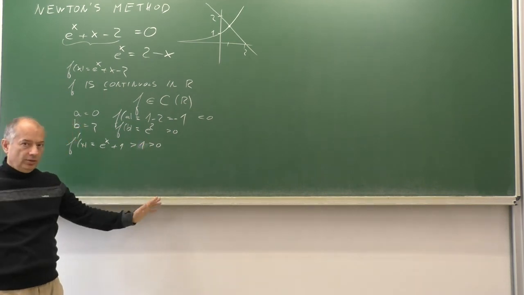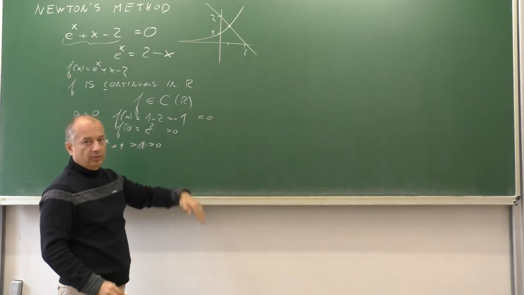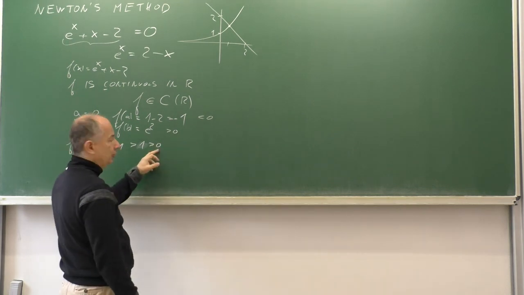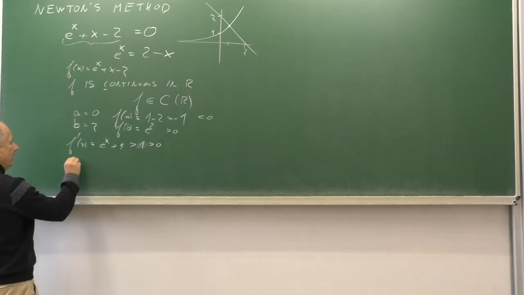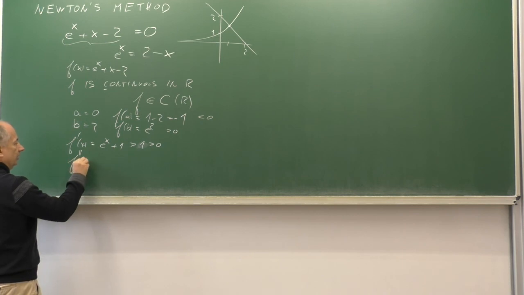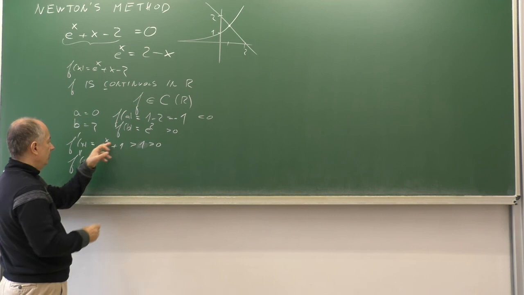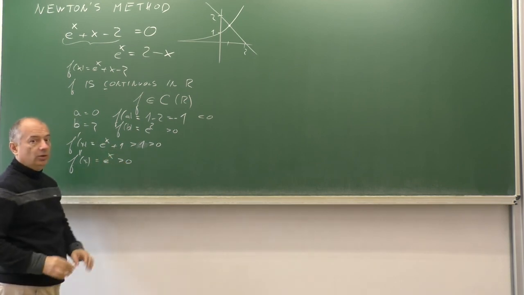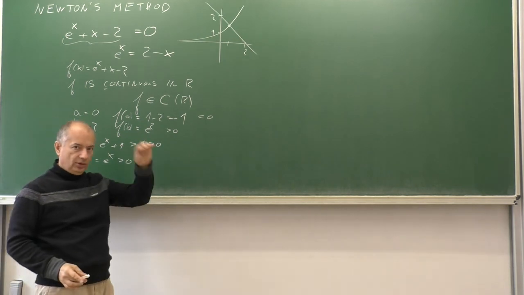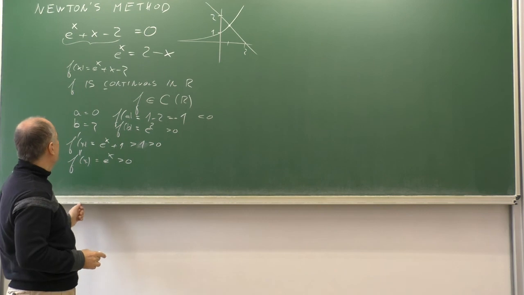So it does not change the sign. That means the function does not change the behavior from increasing to decreasing, and we are sure there is just exactly one root. Then we want the second derivative not to change the sign. The second derivative is the derivative of the first derivative, which is e to x, which is also definitely positive, so never 0, so no S shape, so no dangerous situation for the Newton's method.